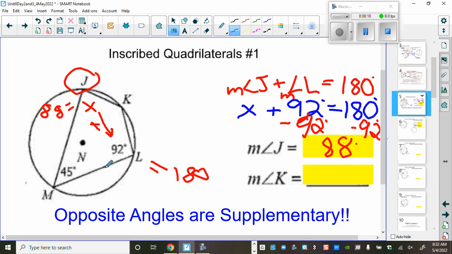Okay, what about the other way? So angle K, what's opposite of angle K? If I'm angle K, M. M, good. So M plus K has to add up to 180. J 145. Careful.